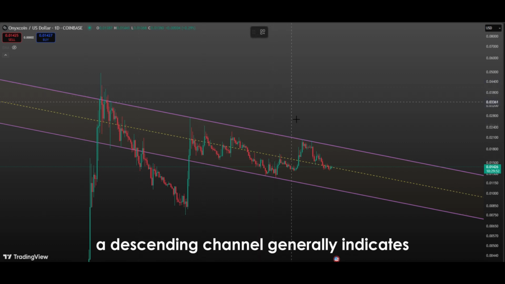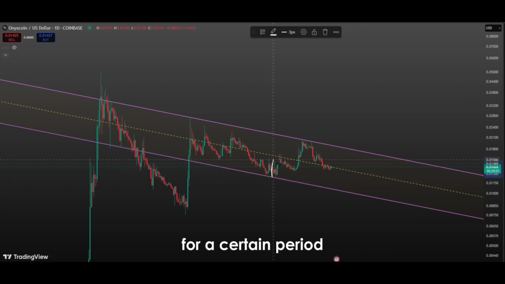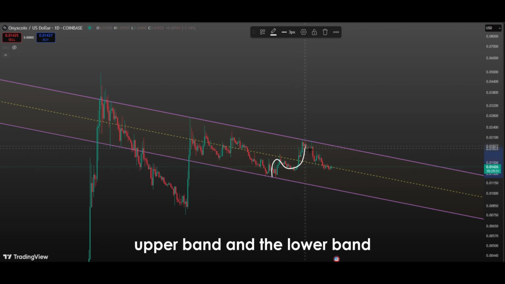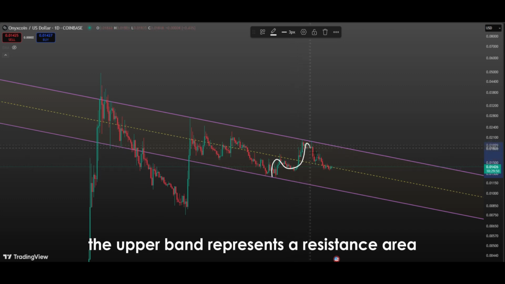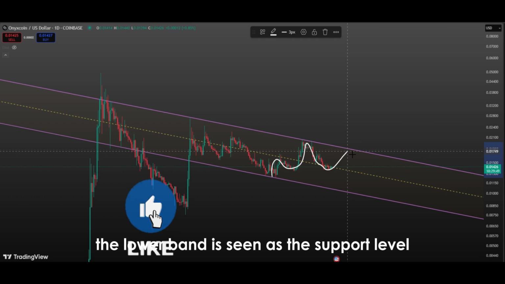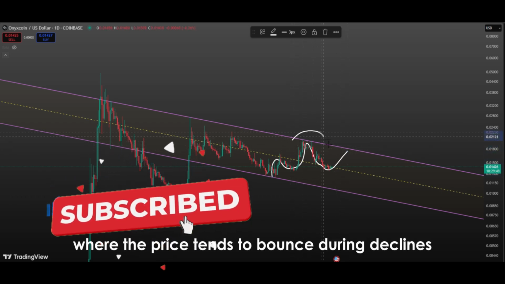A descending channel generally indicates that the price has been in a downtrend for a certain period. This channel consists of two parallel lines, the upper band and the lower band. The upper band represents a resistance area where the price often struggles when moving upward. The lower band is seen as the support level, where the price tends to bounce during declines.